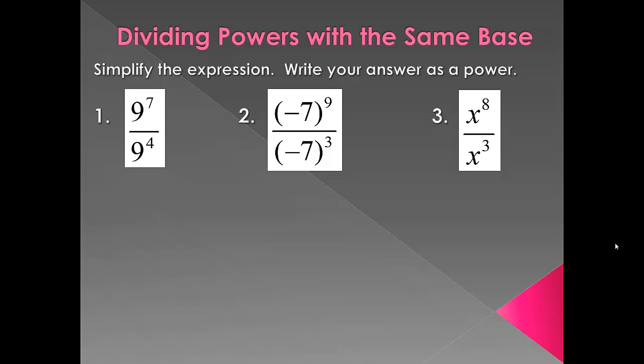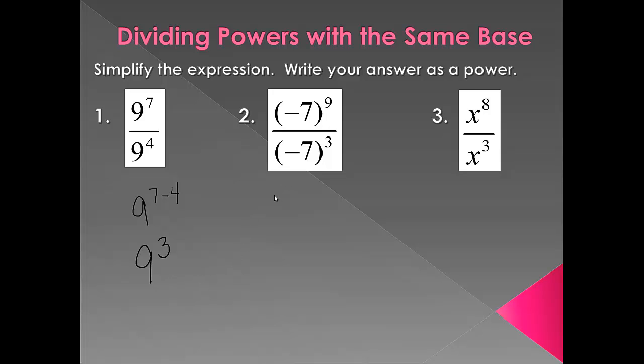answer as a power. So for number 1, we have 9 to the 7th power divided by 9 to the 4th power. We have the same base and we're dividing, so we're going to subtract our exponents. So we're going to have 9, and then for our exponent we have 7 minus 4, and 7 minus 4 is 3. So my answer would be 9 to the 3rd power, or 9 cubed.